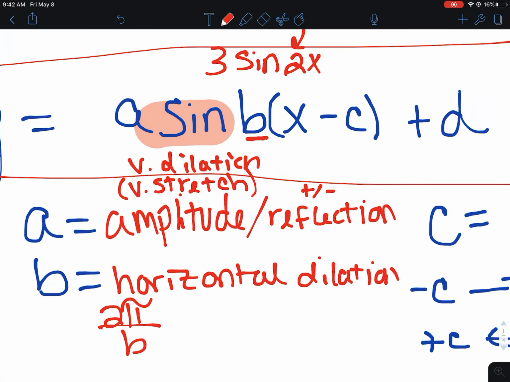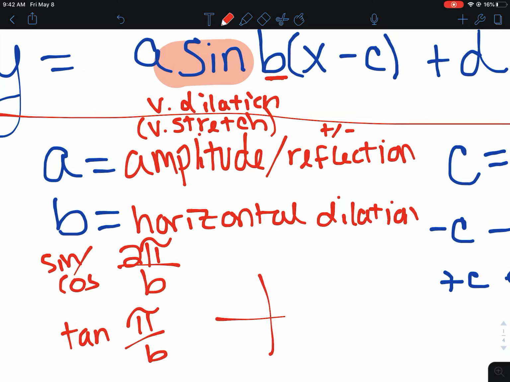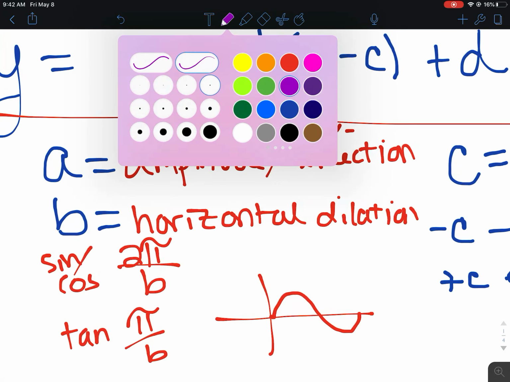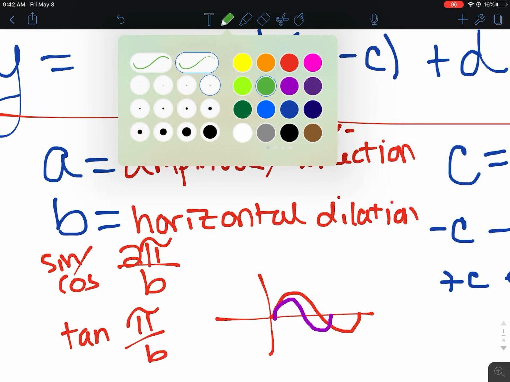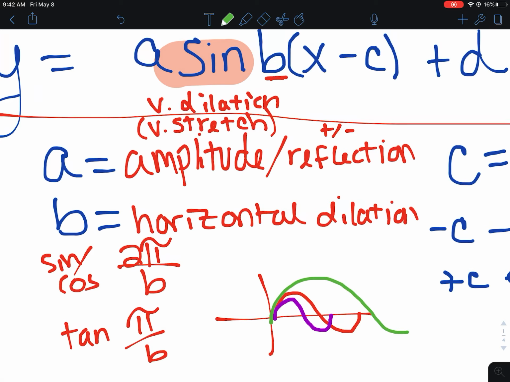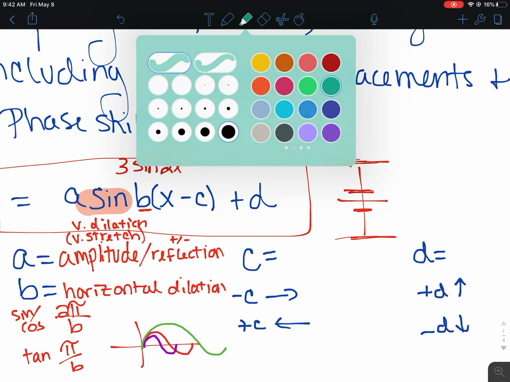So B is the horizontal dilation, and we get that from our period, 2 pi over B for sine and cosine, or pi over B for tangent. So what that tells us is whether or not our sine function is regular, is compressed, something like that, or is maybe stretched, something like that, okay? So those two values we've already worked on.